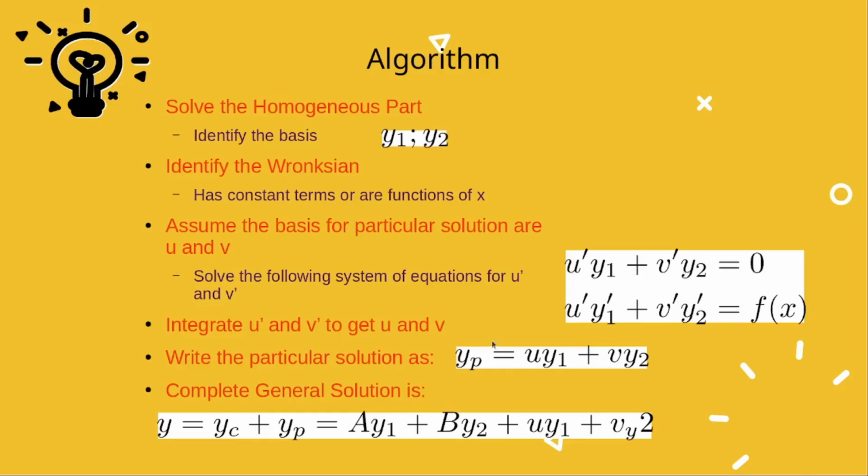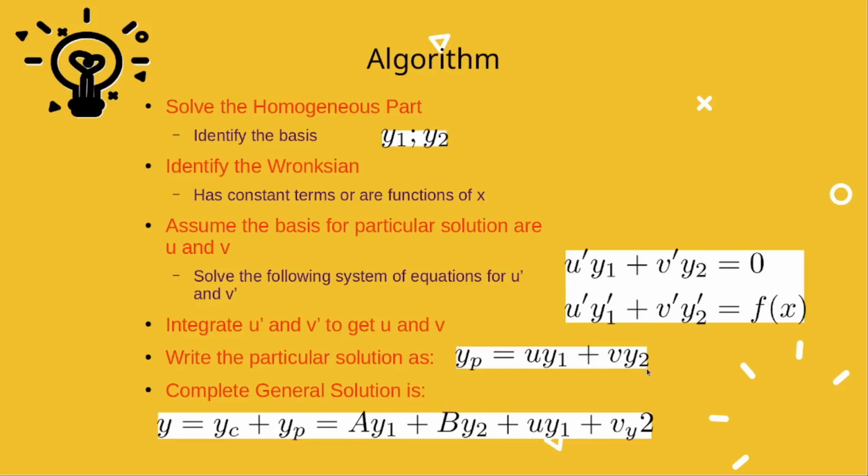We equate it to 0, and then we say that u prime y1 prime, again, we know y1 prime because if we know y1, we can take its derivative, and then v prime is unknown, and then we can similarly take the basis y2 and take its first derivative, y2 prime. So using these two equations and two unknowns, we can solve for u prime and v prime. And once we get our u prime and v prime, we can integrate them to get our u and v. And then once we get our u and v, we write the particular solution y sub p is equal to u y1 plus v y2.